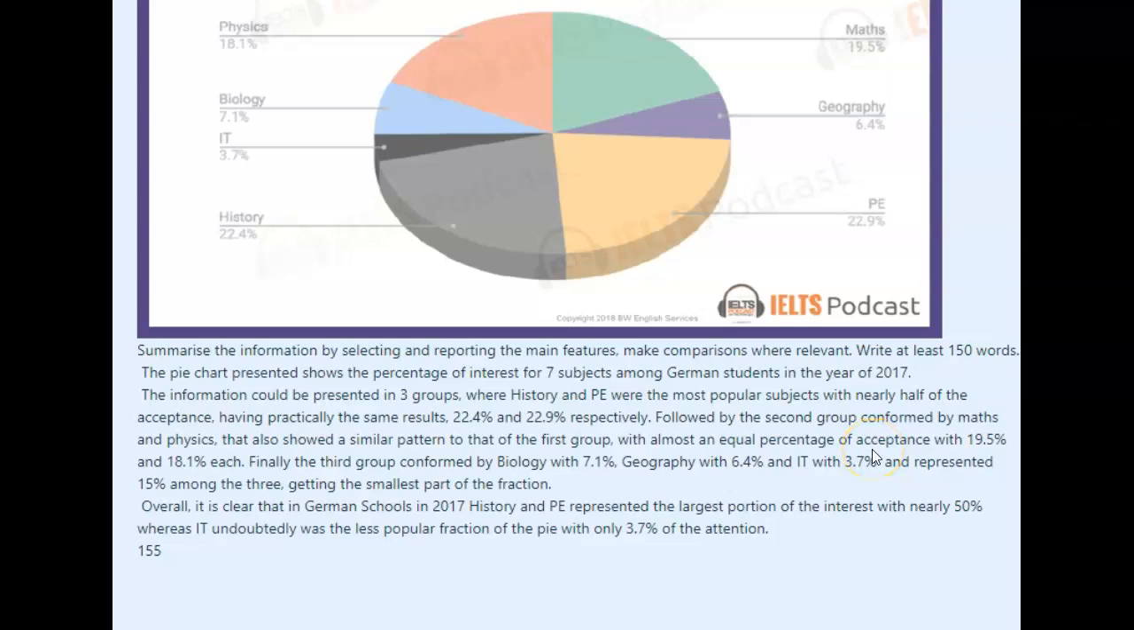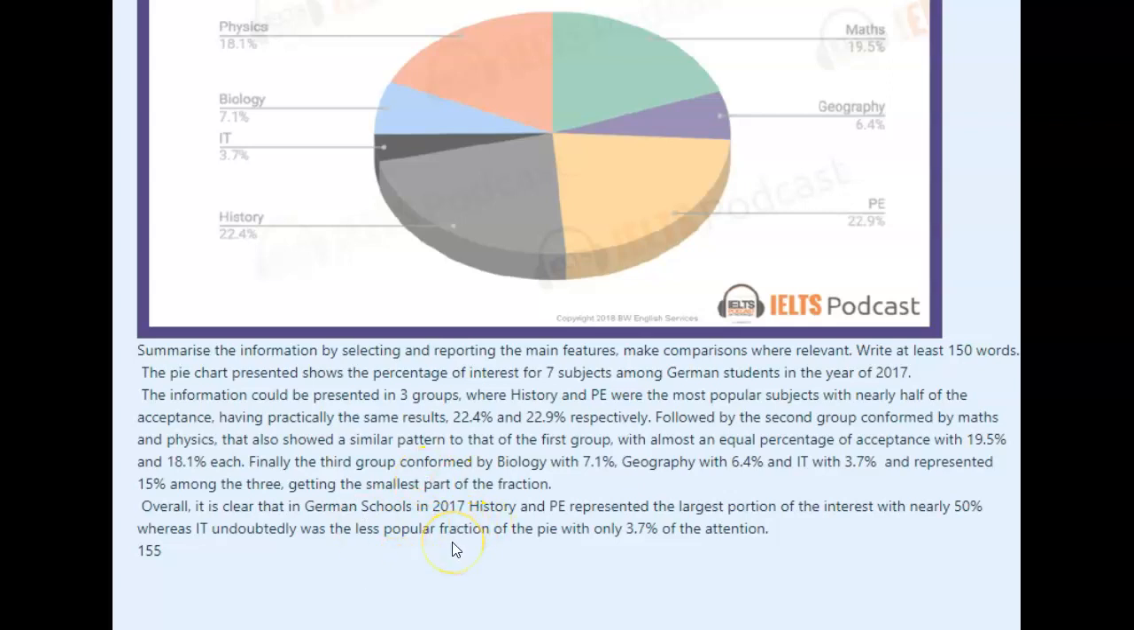Finally, the third group, wrong word, by biology with 7.1, geography with 6.4, comma, you're missing, there it is, and IT with 3.7, and represented 15% among the three, getting the smallest part of the fraction. That's where it's awkward. Overall, it is clear that in German schools in 2017, history and PE represented the largest portion of the interest with nearly 50%, whereas IT undoubtedly was the least popular.